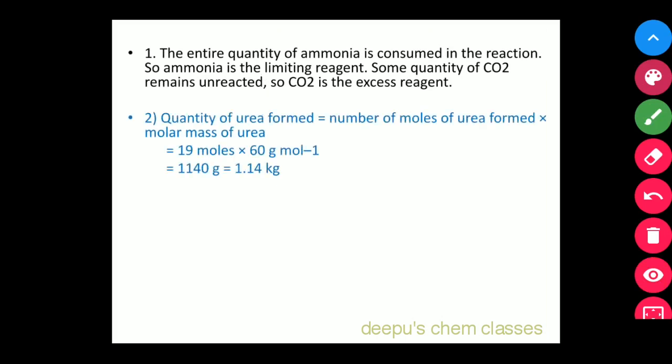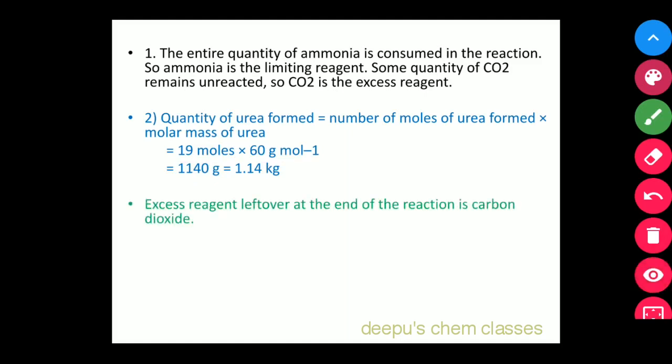So the number of moles of urea formed is 19 moles, and the molar mass of urea is 60 gram per mole. If you multiply these two values, you get 1140 gram. You can simply leave it in gram, or convert it into kg. So 1140 divided by 1000 gives 1.14 kilogram.